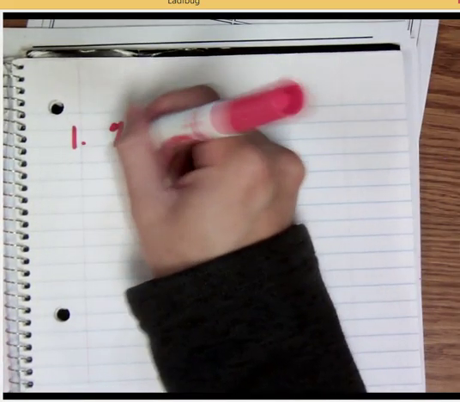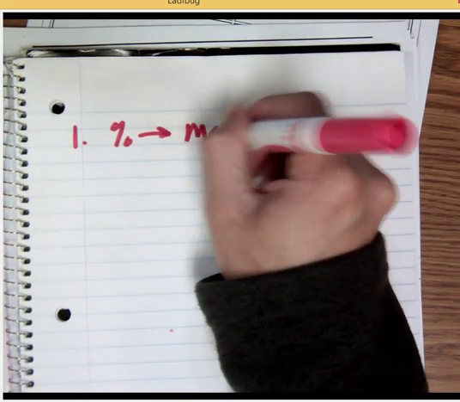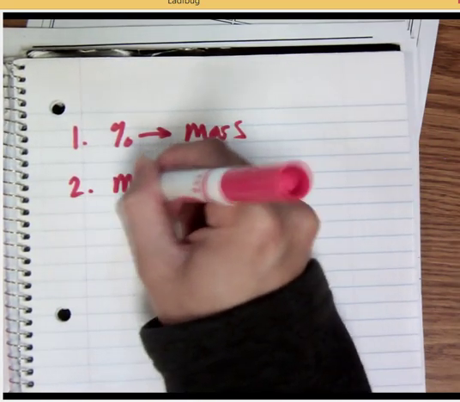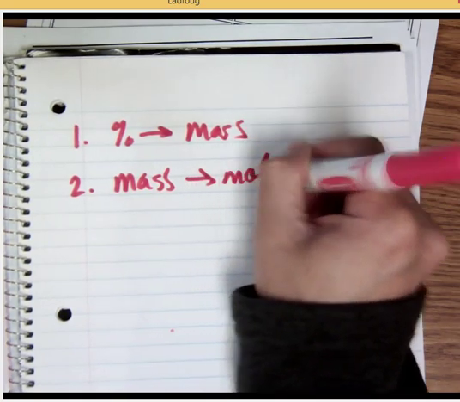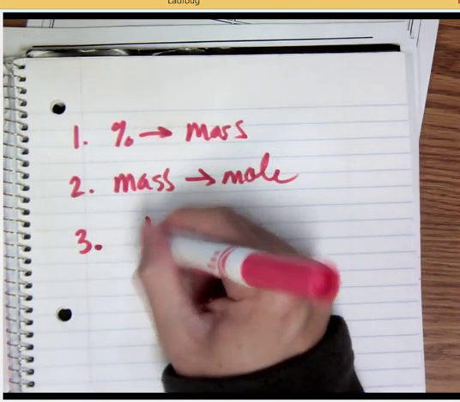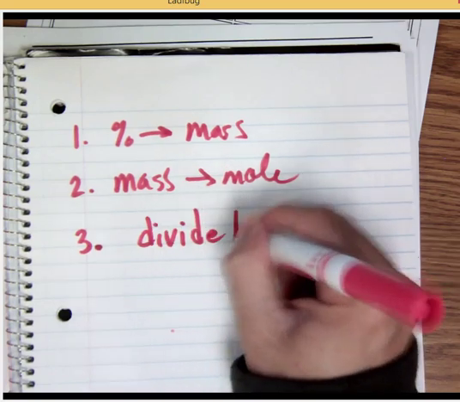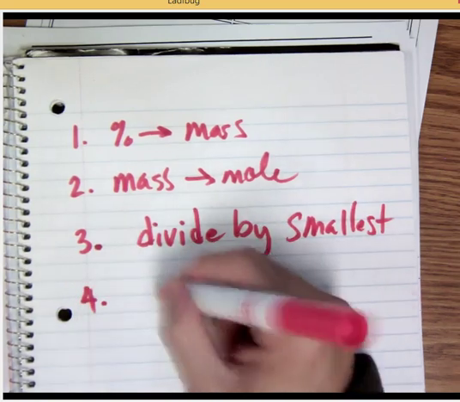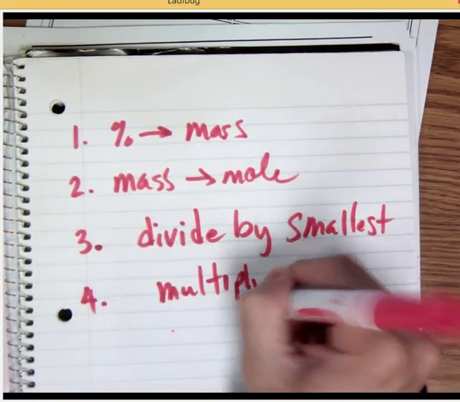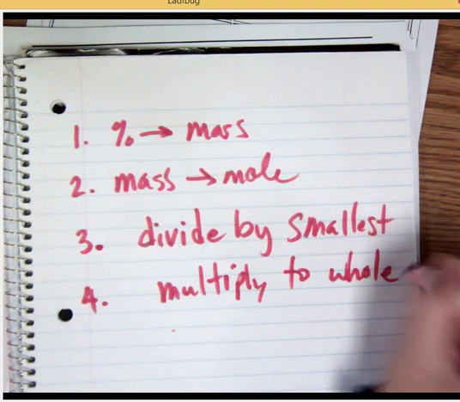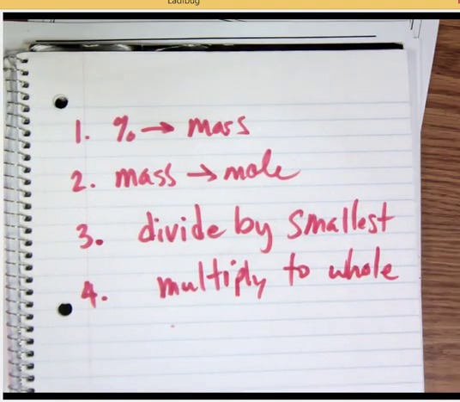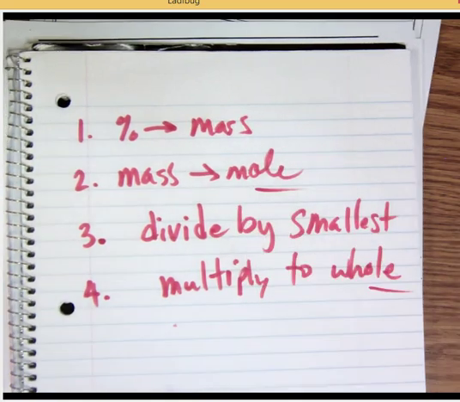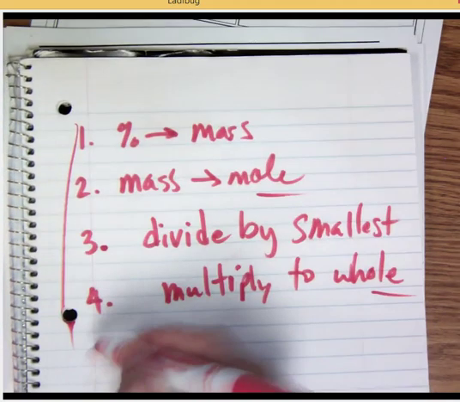1, percent to mass. 2, mass to mole. 3, divide by smallest. 4, multiply to whole. Okay? Percent to mass, mass to mole, divide by smallest, multiply by whole. It actually rhymes. That's actually pretty cool. You can rap it, you can sing it, you can dance to it, whatever you need to do. Remember these 4 steps. Okay?